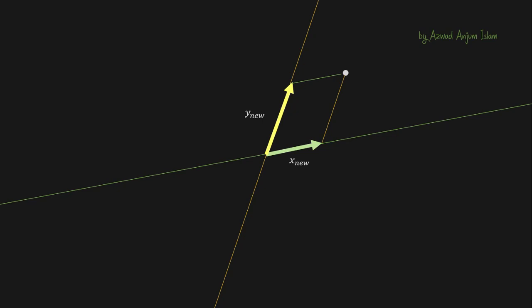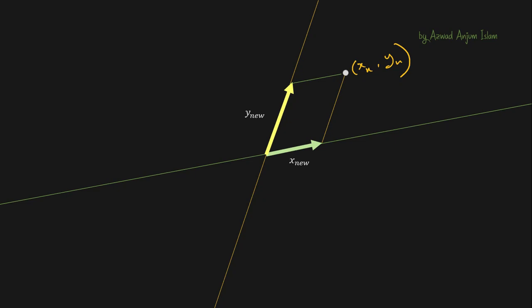So the coordinate for this point is not going to be xy. This is going to be something different. Let's call that x new and y new. All right, so this is a different coordinate. So the point here is the coordinate system is determined by the choice of basis.